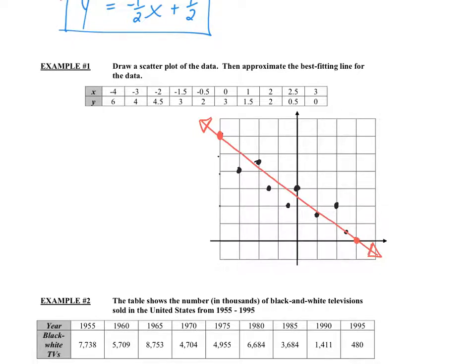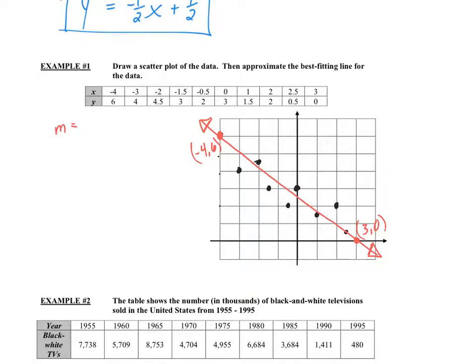So the points I picked were, this one is -4, +6. And the other point I picked over here is 3, 0. So now we have our 2 points. We got to find our slope. So to find the slope, you can either count the slope or use your formula. I'm going to use the formula.